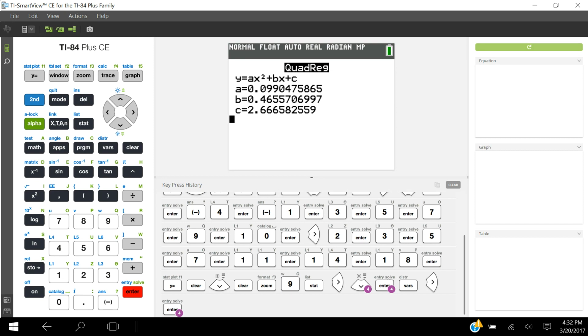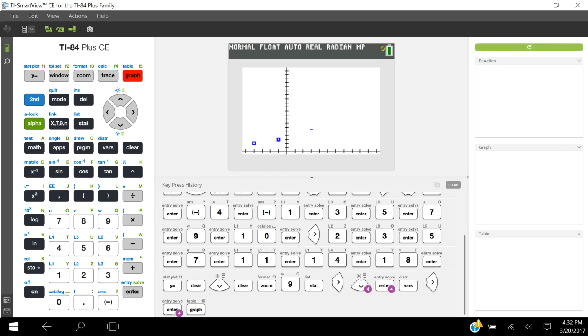I'm going to write down my equation. I'm going to round to the nearest hundredths, which is what the directions say. So I'm going to write down y equals 0.10x squared plus 0.47x plus 2.67. Okay, so I wrote that down on my paper. Now I'm going to look at my graph and see what a good fit that is. That's a pretty good fit. I kind of like that.